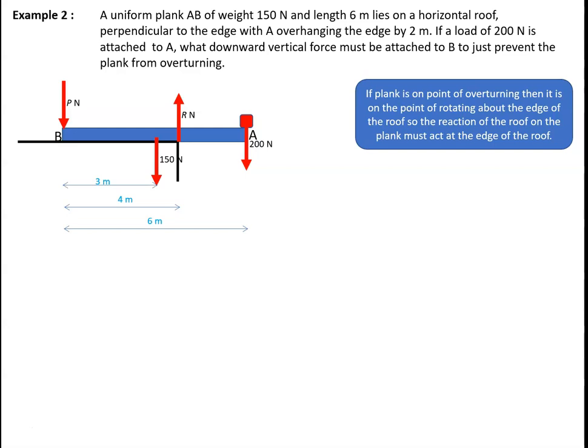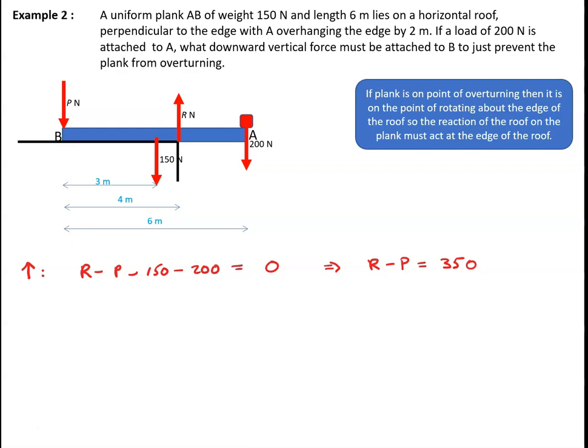And now we can say that the resultant force vertically must equal 0. So the resultant force vertically, I've got R upwards, and I've got take away P, take away 150, take away 200, must equal 0. So in other words, I've got R minus P must equal 350.